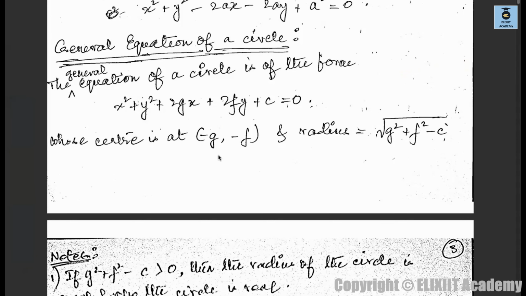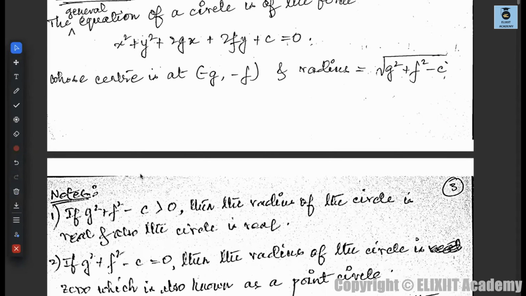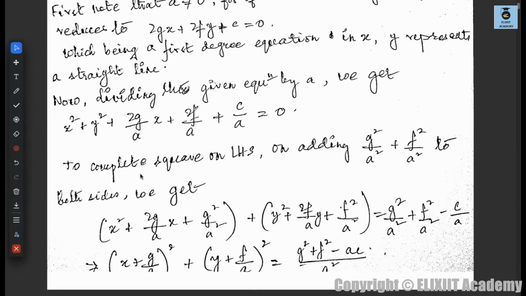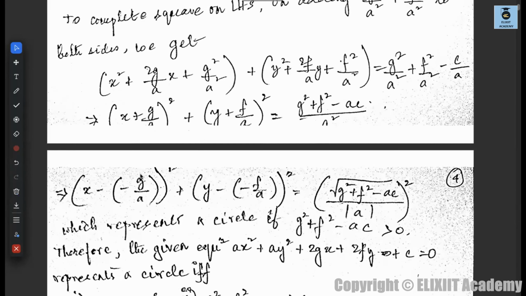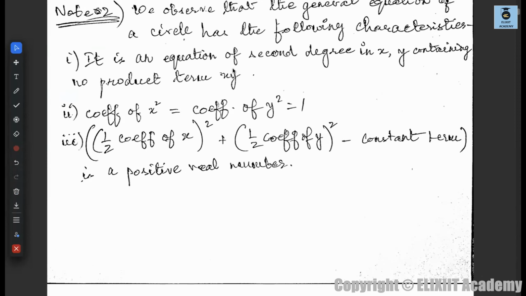Okay, so center is at minus g comma minus f, and radius is root over g square plus f square minus c. Just now we have seen. Okay, where is that comparison gone? Just a second, let me see. I think the comparison is, look at this.